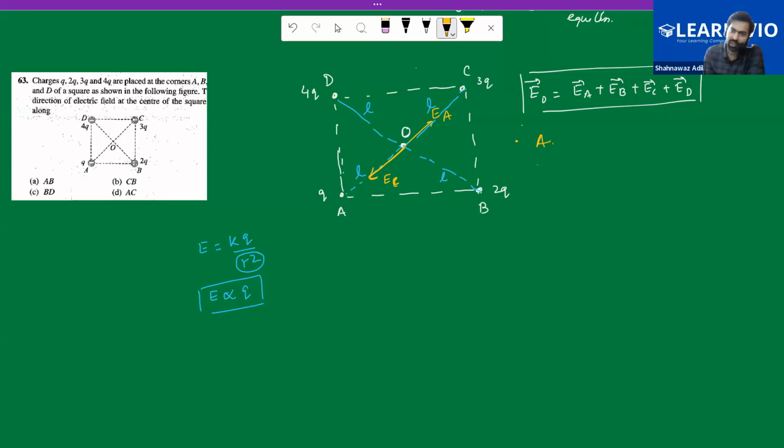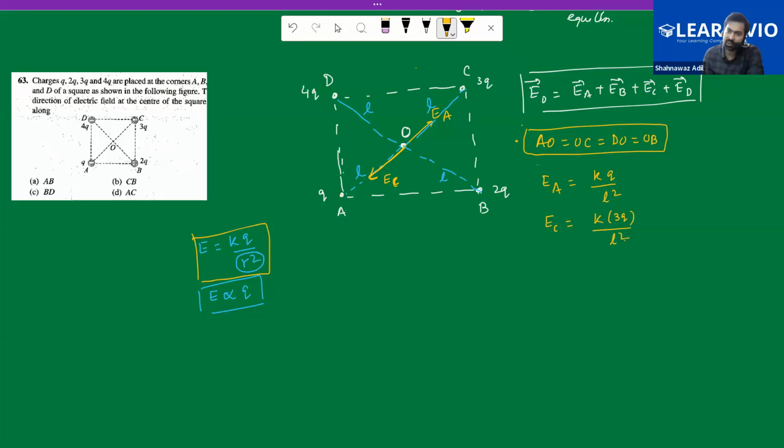AO is equal to OC, which is equal to DO, which is equal to OB. So these distances are fixed. And we know the electric field due to a single charge, right? That is this thing. Is it clear? So if I write EA, that would simply be KQ by L square. If I write EC, that would be K 3Q by L square. So which one is greater?